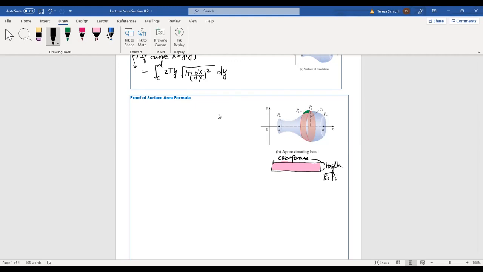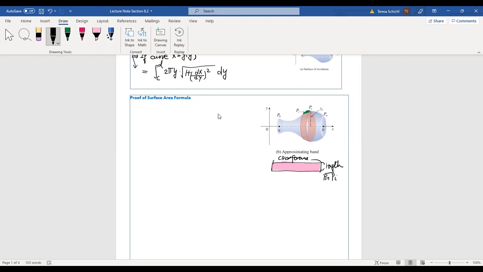Correct? And then if you can cut it into many small strips, then you use the Riemann-Sum concept. When you add them together, what you're going to have is very close to the true surface area. Then you can let the limit as n approaches infinity, right? Then that's what the summation becomes, the integration here.